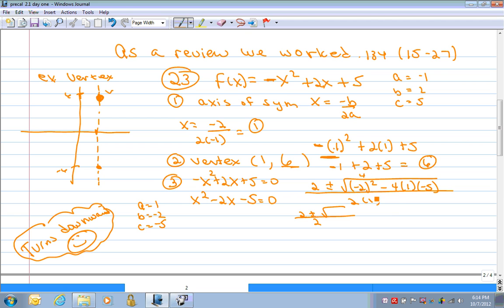-2 squared is 4. And then you have a -4. Remember, this goes with the 4. A -4 times 1 is -4. -4 times -5 is +20. So you have a +20, a +4, so you have 24.